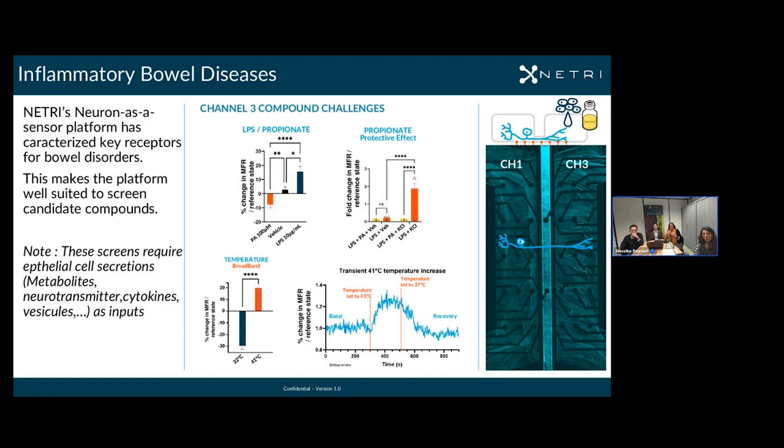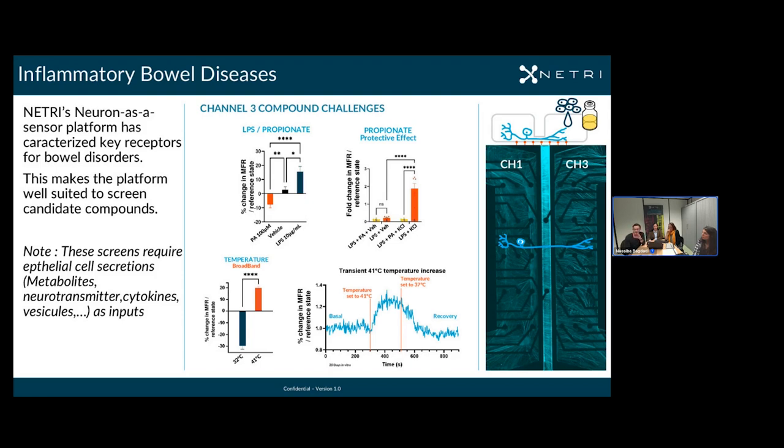And we've been able to show also with the platforms that you can distinguish a molecule that will have protective effects, such as the propionate, as shown in the example here, that we protect against the LPS effect by adding propionate in the cultures. Just to reinforce, in all of those cases, the sensors were the same, and the compounds were added in channel 3.